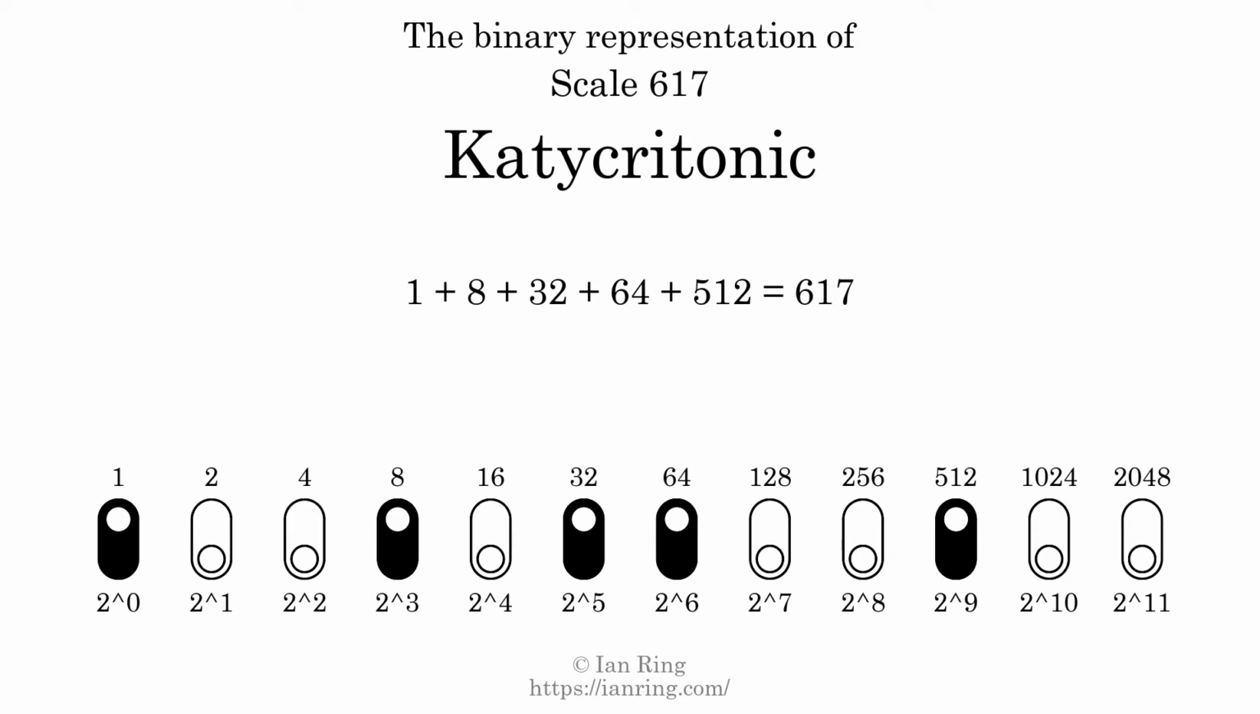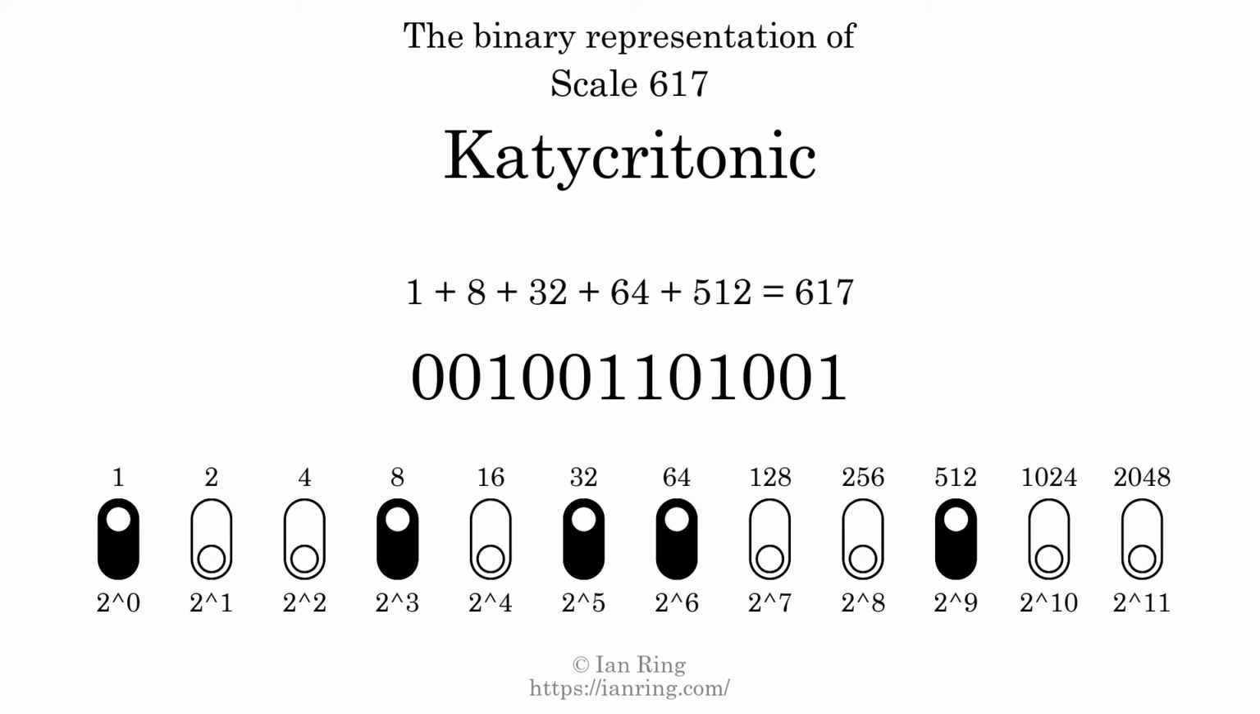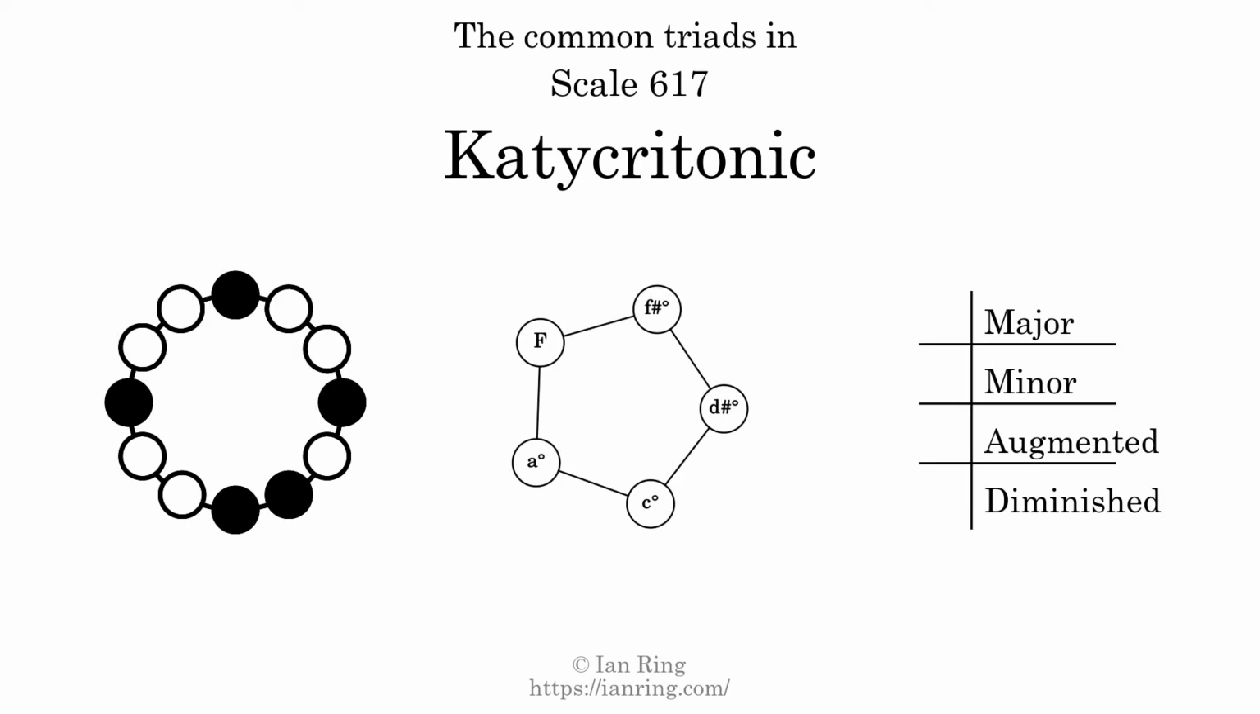The scale number not only enumerates the scale with a unique index, but it also literally describes the tonal content of the scale. Represented as a binary number in base 2, the scale number is 001001101001. Here are the common triads present in this scale.